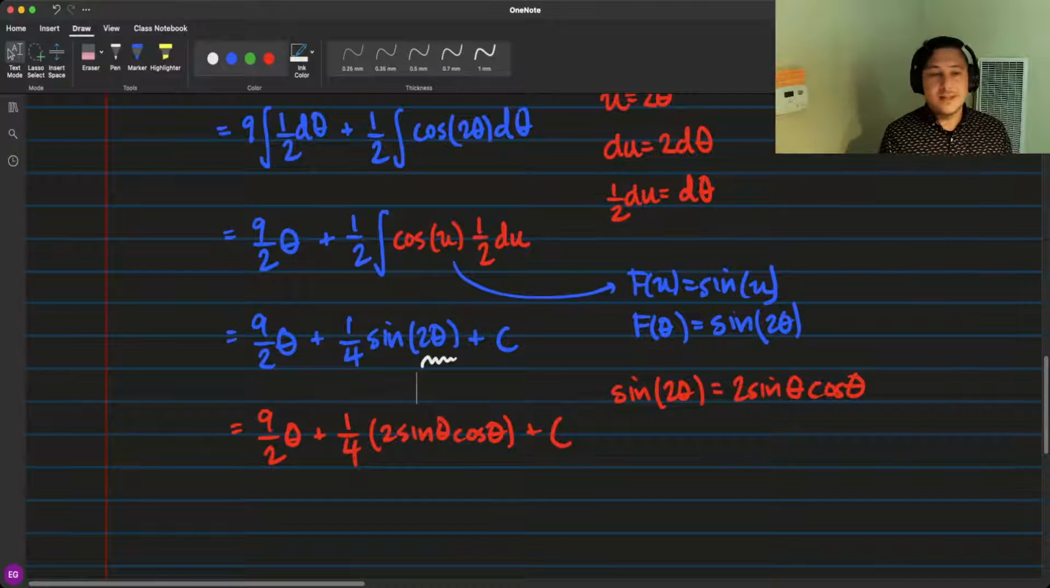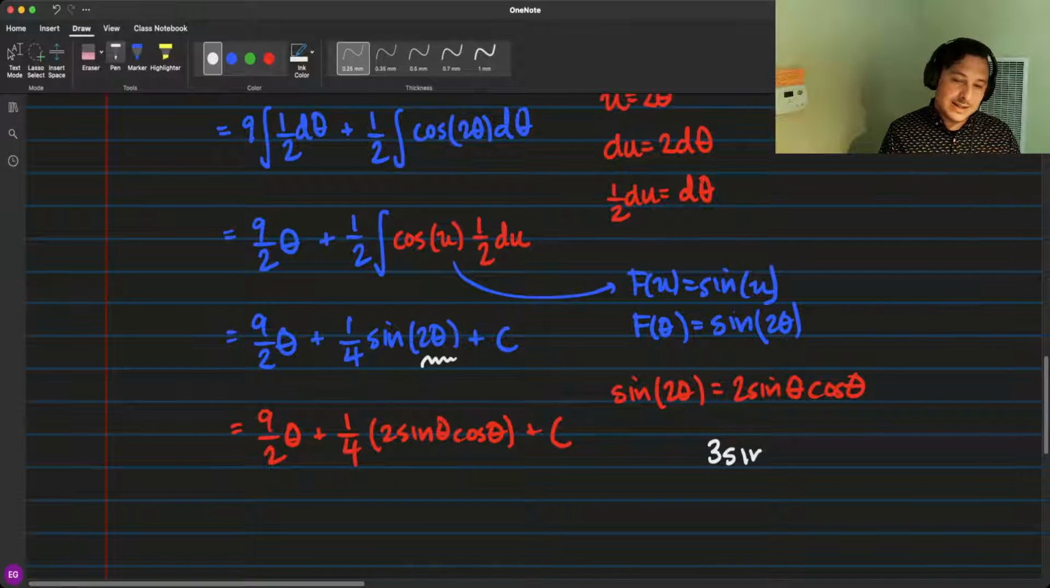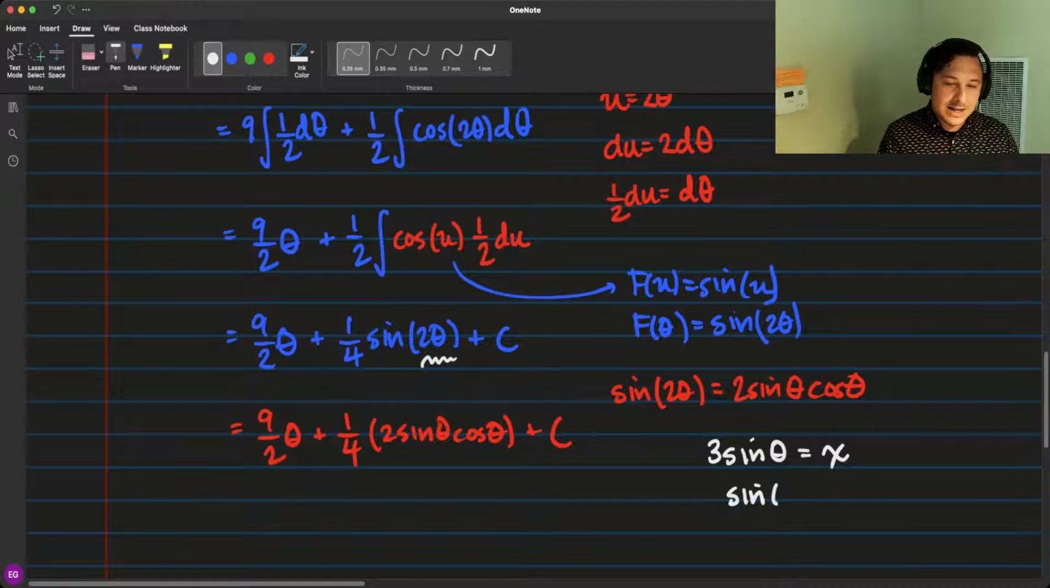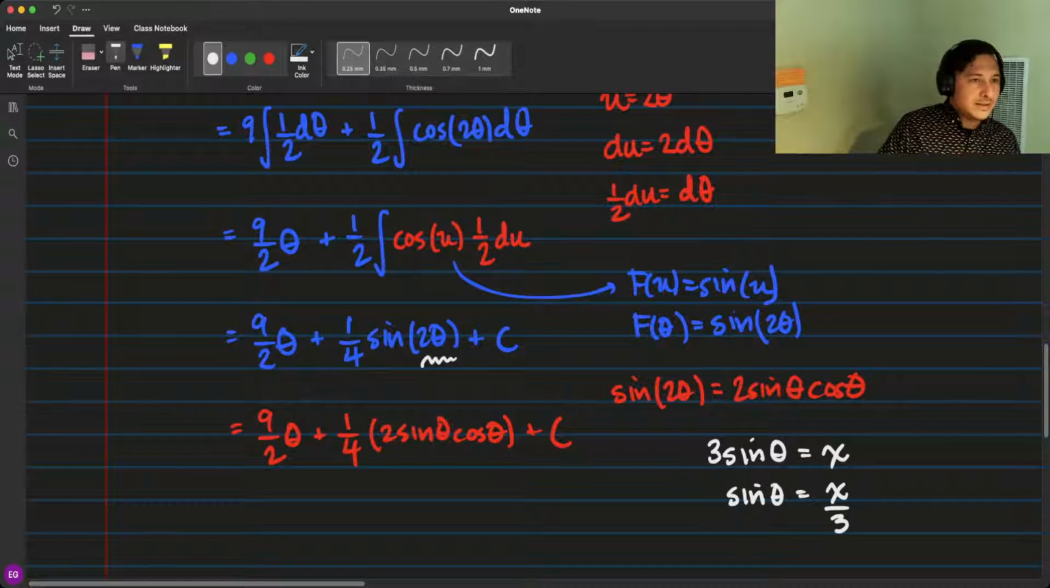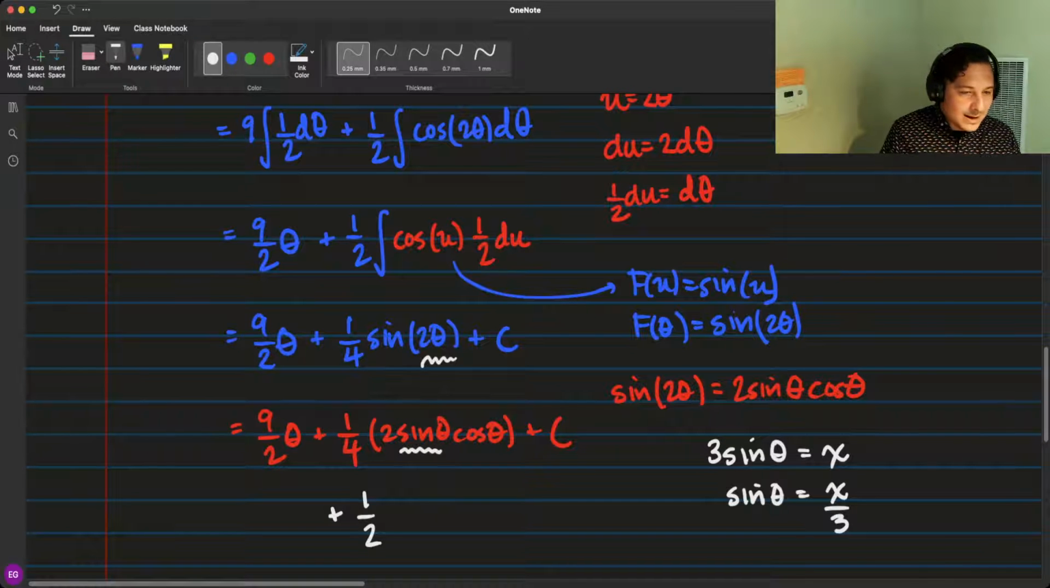Okay. So what was my original substitution? This is not the OG substitution. To go from x to theta, what was my original substitution? Yes, thank you. 3 sine theta equals x. Which means sine theta is equal to x over 3. So wherever I see a sine theta, I can replace it with x over 3. That 1/4 and the 2 will give me 1/2. My sine theta is now x over 3.